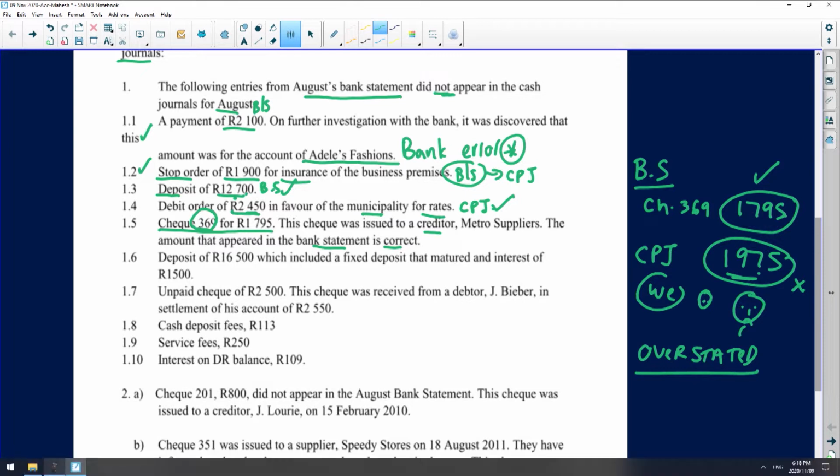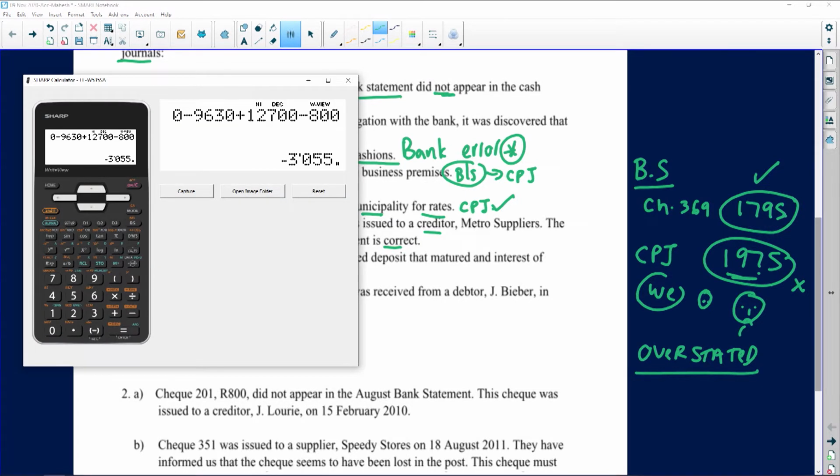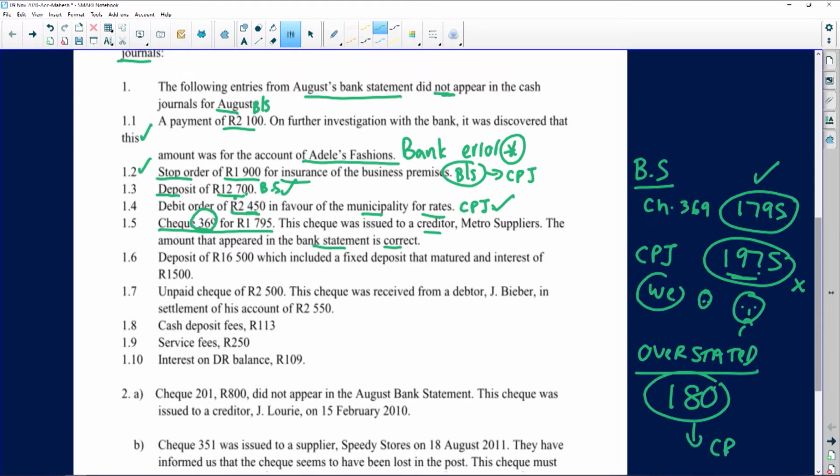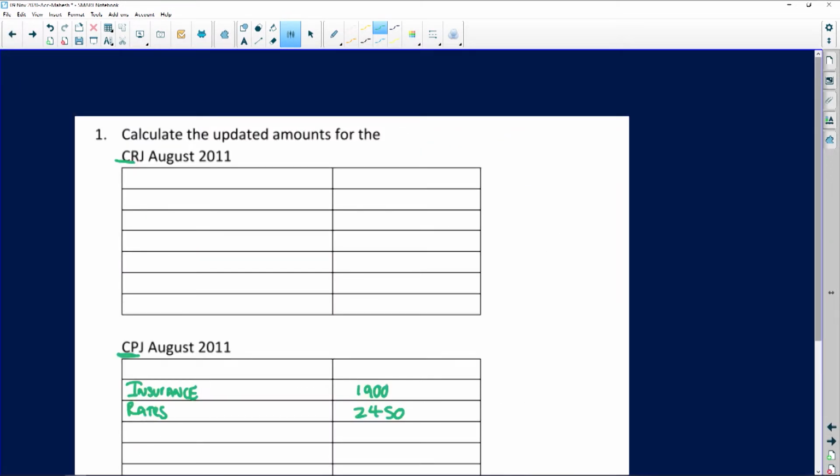So let's quickly check how much we've overstated by. So remember, it should have been 1,795, but by mistake, we entered 1,975. So minus the correct amount, 1,795. Okay, so we overstated the check by 180. So remember, if you've written too much in the CPJ, you can't delete it. The only way to fix this, you've got to now make an entry in the CRJ. So that is how you're going to fix your error. Right, so in the CRJ, I'm just going to leave one line for the opening totals, which I haven't brought down.